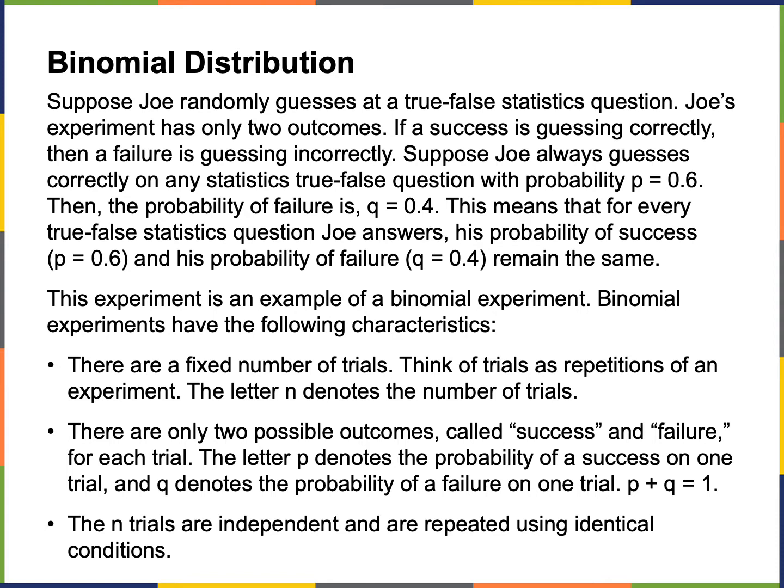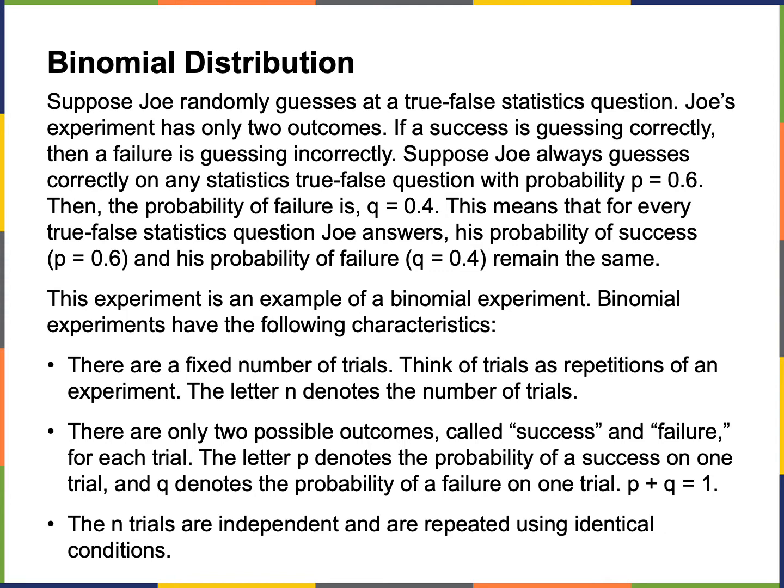So we usually denote the success with little p, the probability, and the probability of failure we denote with little q. Okay, so p is success, q is failure. So that means that for every true-false stats question he answers, his probability of success, p equals 0.6, and his probability of failure, which is q equals 0.4, or 40%, remain the same. This is an example of what we call a binomial experiment.